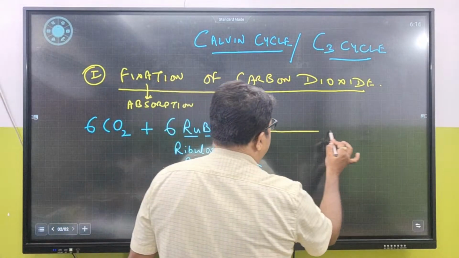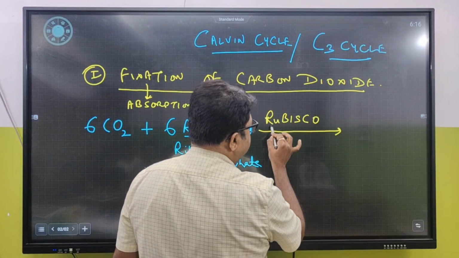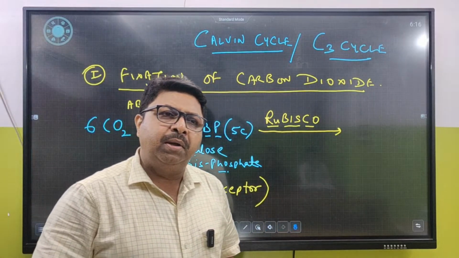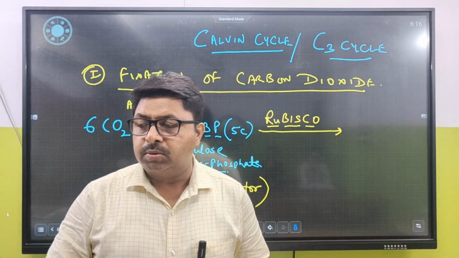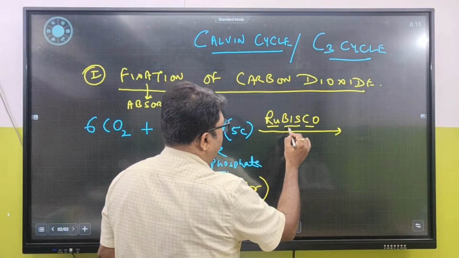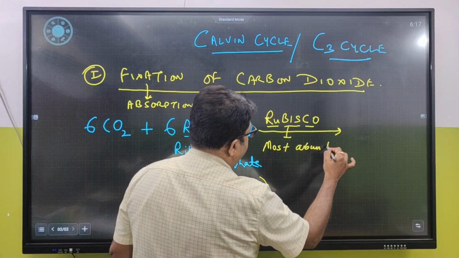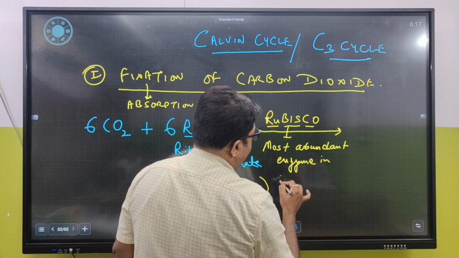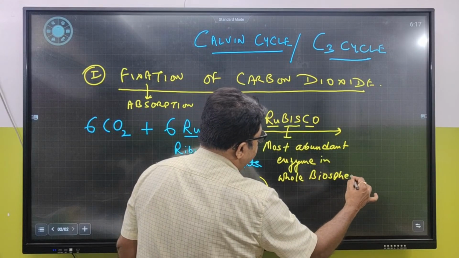And this happens in presence of an enzyme, and you know this enzyme from the same chapter, biomolecules: Rubisco. What do we know about Rubisco? It is the most abundant enzyme in the whole biosphere. Page number 148, old book. Most abundant enzyme in the whole biosphere is Rubisco.